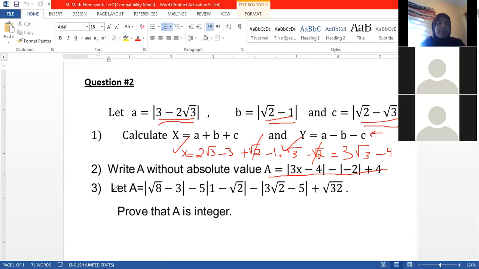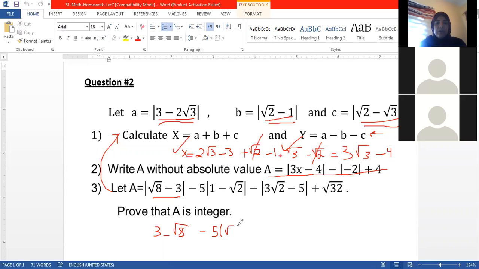What about number 3? Number 3 is similar to number 1. Exactly. So we just check: radical 8 minus 3, is it a positive or negative number? Negative. So it becomes 3 minus radical 8, very good, Sami. And minus 5. And now 1 minus radical 2, it's also a negative number, right?